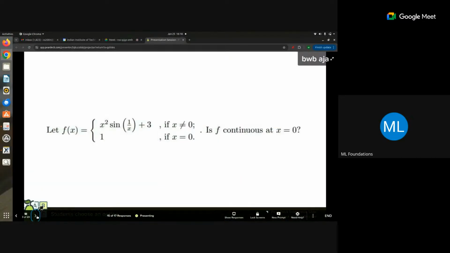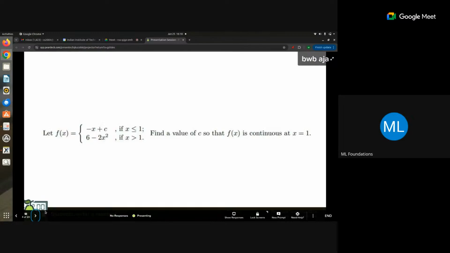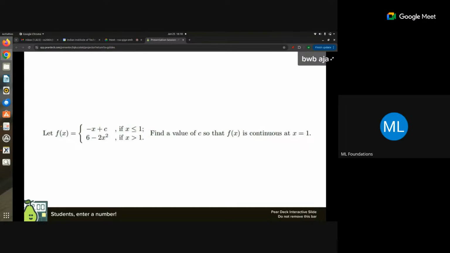Okay, let's move to the next question, which is again a similar kind of question. The only difference here is what? We have to find the value of c such that f of x, so we know that this function is continuous already. The function is given as minus x plus c when x is less than or equal to 1, and 6 minus 2x square if x is greater than 1. We know it is continuous at x equal to 1. Find the value of c.